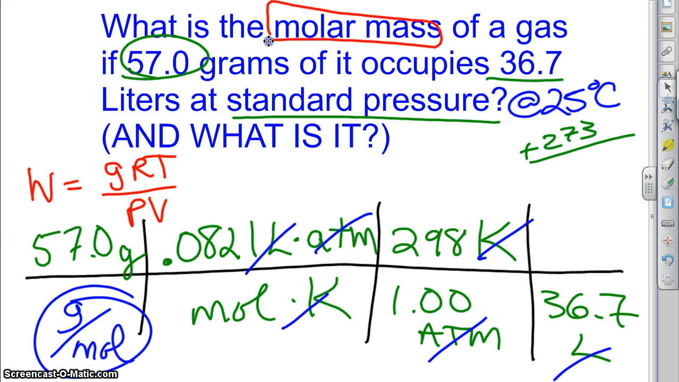Now we've got to get the number answer. 57.0 times 0.0821 times 298 divided by 1.00 divided by 36.7, and I get 37.99865, which is going to round off to 38.0. So my molar mass is 38.0 grams per mole.